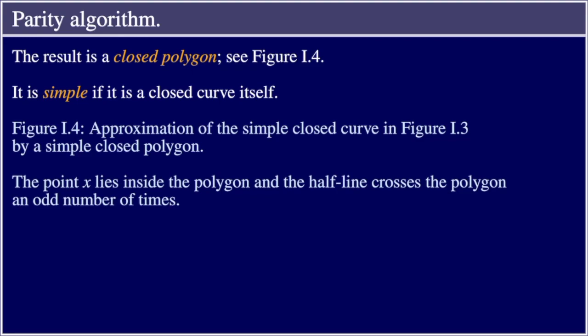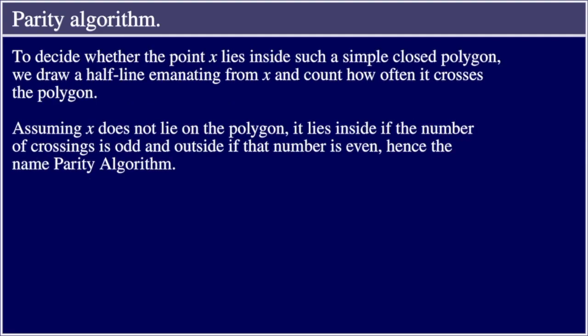Figure 1.4, approximation of the simple closed curve in Figure 1.3 by a simple closed polygon. The point x lies inside the polygon, and the half line crosses the polygon an odd number of times. To decide whether the point x lies inside such a simple closed polygon, we draw a half line emanating from x and count how often it crosses the polygon. Assuming x does not lie on the polygon, it lies inside if the number of crossings is odd and outside if that number is even, hence the name parity algorithm.